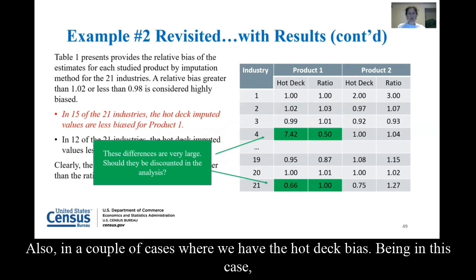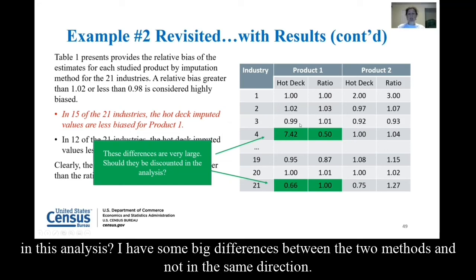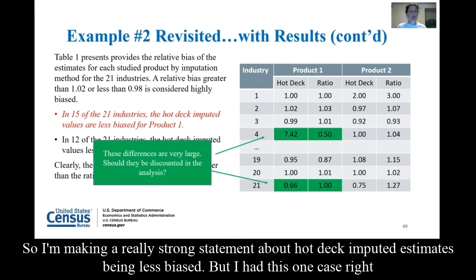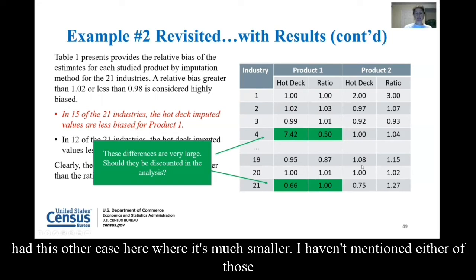Also, in a couple of cases where we have the hot deck bias, the differences are really large. Should they be discounted in this analysis? I have some big differences here between the 2 methods, and not in the same direction. So I'm making a really strong statement about hot deck imputed estimates being less biased, but I have this one case right here where it's much more biased, and I don't even notice that. And I have this other case here where it's much smaller, and I haven't mentioned either of those.